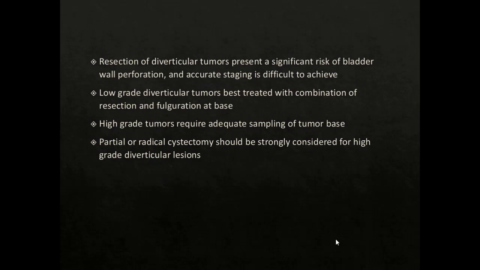Resection of diverticular tumors presents a significant risk of bladder wall perforation, and accurate staging is difficult to achieve. Low-grade diverticular tumors are best treated with a combination of resection and fulguration at the base. High-grade tumors require adequate sampling of the tumor base so that you can easily stage the disease and plan further management. Partial or radical cystectomy should be strongly considered for high-grade diverticular lesions.